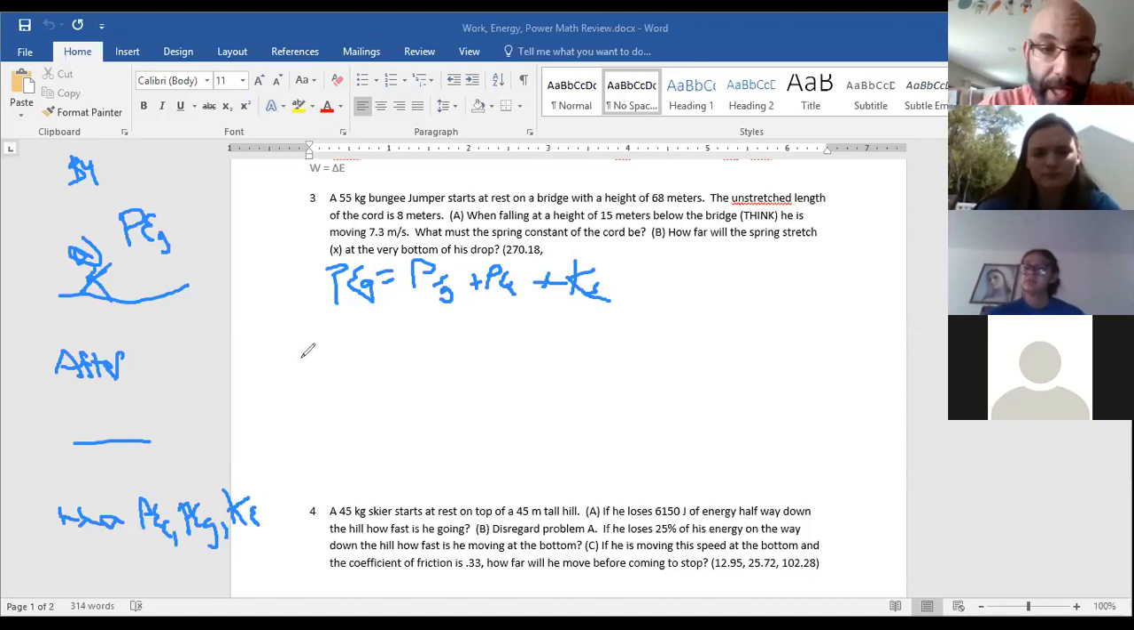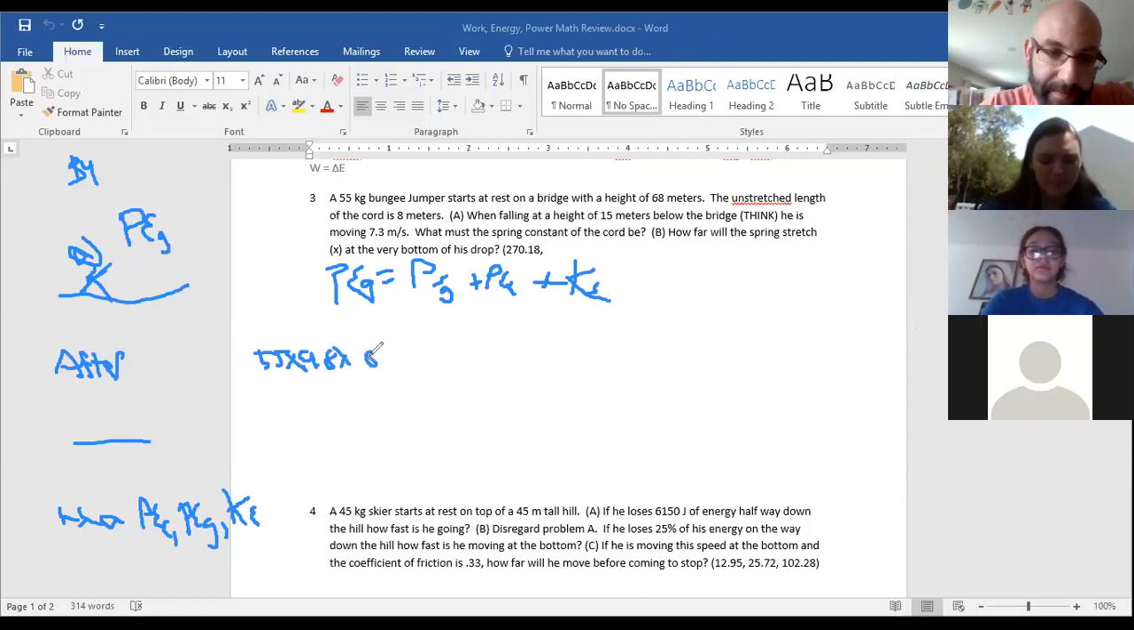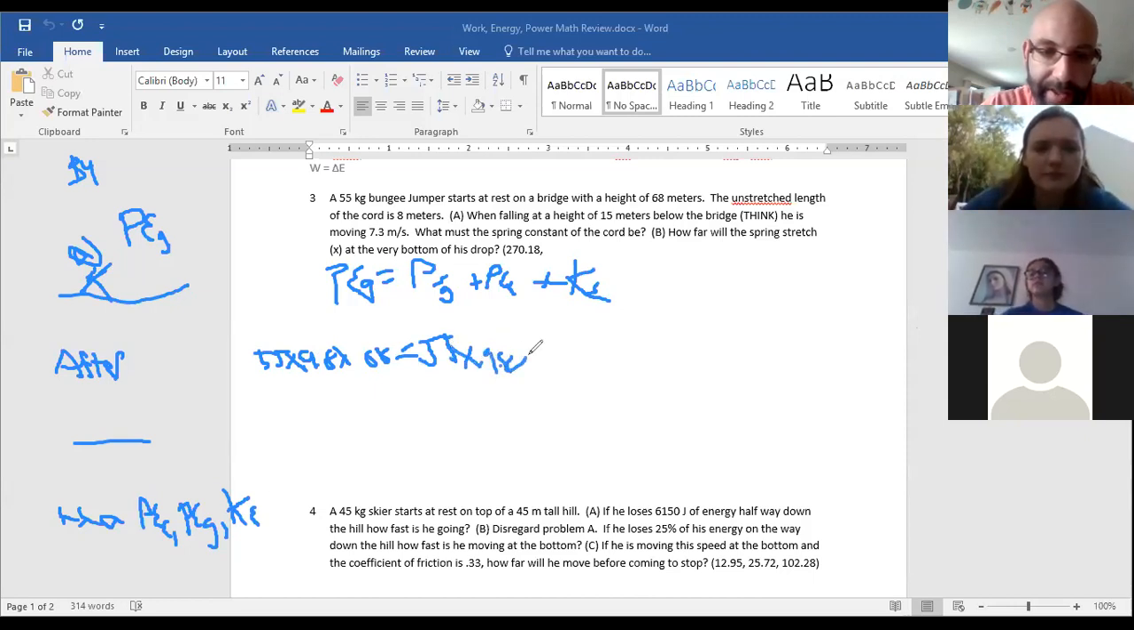Okay, so if we plug everything in, this is going to be 55 times 9.8 mgh times 68. Potential energy due to gravity on the second part, again, it's mgh, it's 55 times 9.8, times, well, they've fallen 15 meters, so 68 minus 15, that's 53. Plus, I'm going to rewrite this, I'm going to do kinetic energy next because we know everything here.